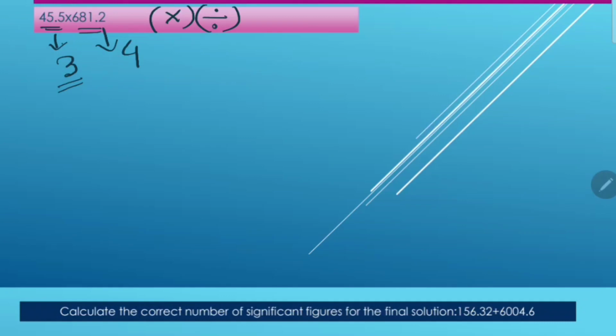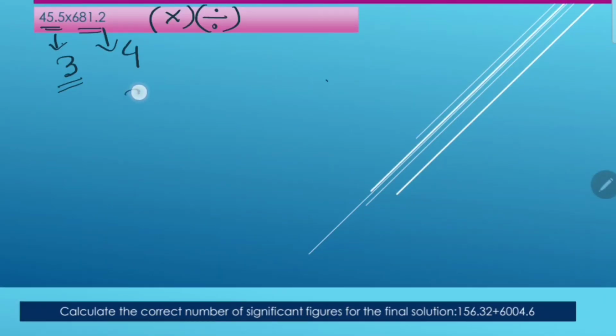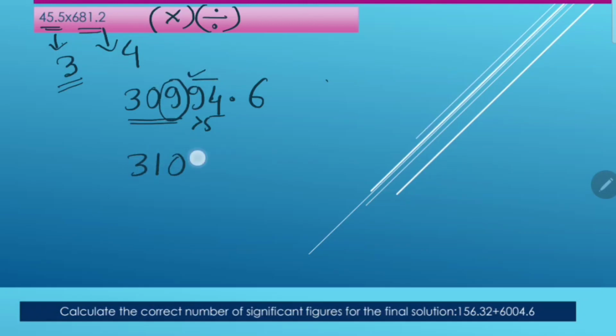Now let us multiply these two using a calculator, which is 30994.6. So our answer is 30994.6, but we can keep only 3 significant digits. The next digit is greater than 5, so we have to add 1 to 9 and it becomes 310, and we will have to put 0 for the next 2 digits and our answer becomes 31000.